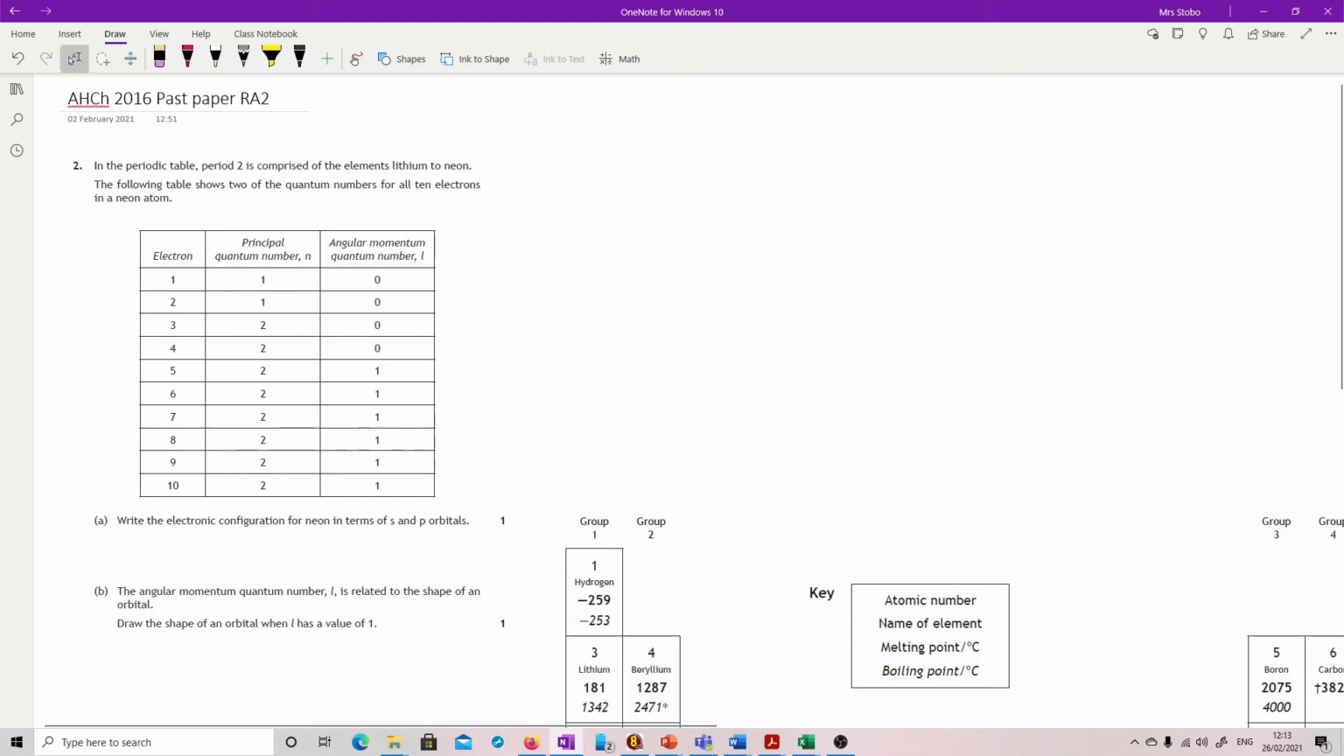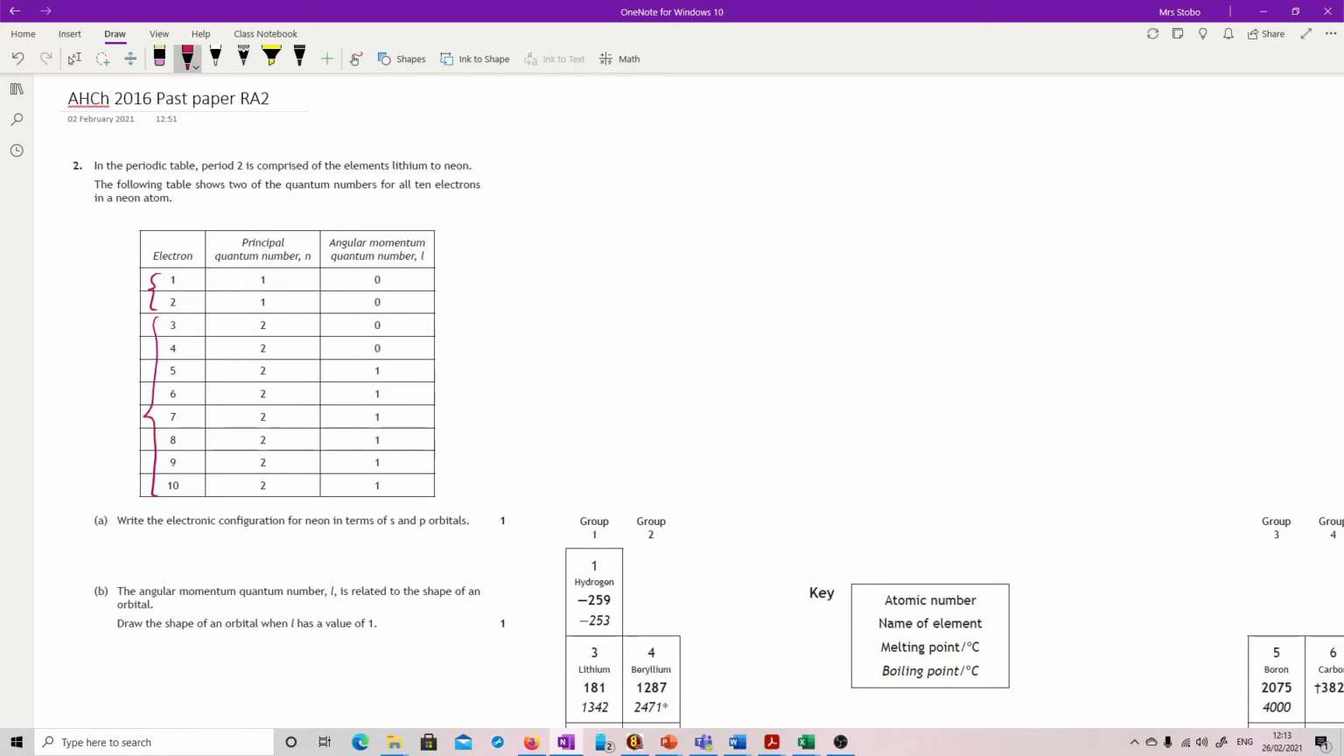Okay, in the periodic table, period 2 is comprised of the elements lithium to neon. In the following table, we've got two quantum numbers for all 10 electrons in the neon atom. So electron 1 running up to electron 10. So this is our first period, and there's our second.